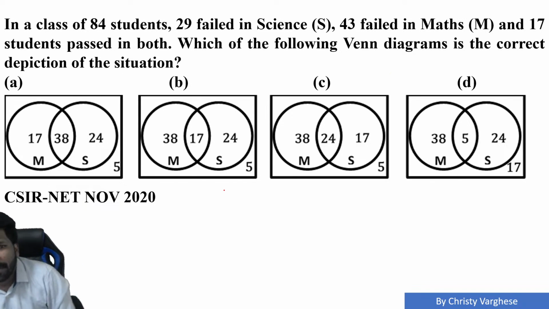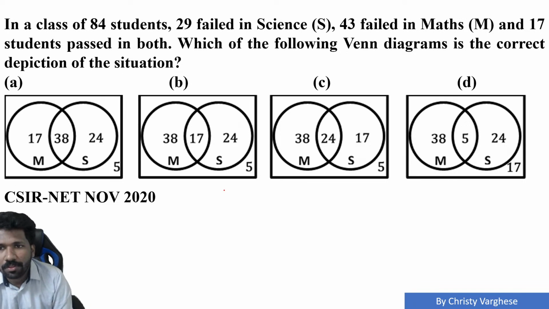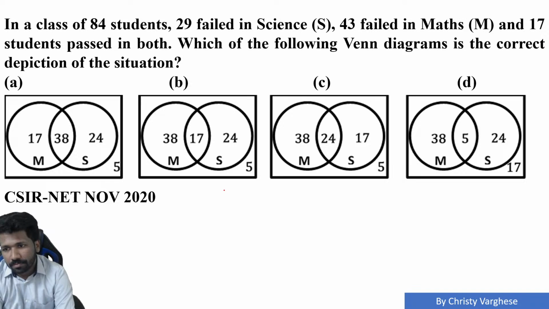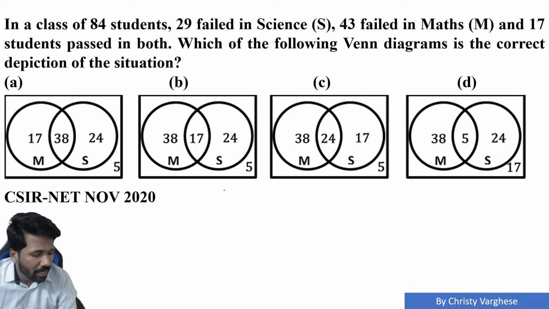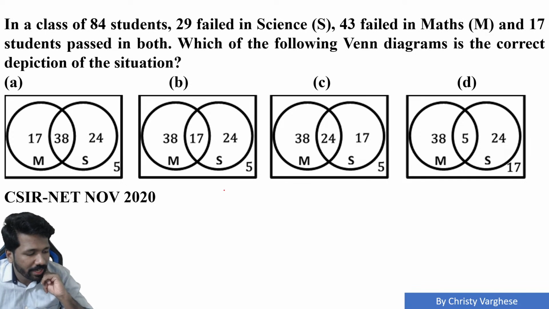In a class of 84 students, 29 failed in science, 43 failed in maths, and 17 students passed in both. Which of the following Venn diagrams is the correct depiction of the situation? 4 वेन डायग्राम्स दिया है, इसमें ये डेटा सेटिस्फाई करने वाला वेन डायग्राम कौन सा है? That is what the question is asking.